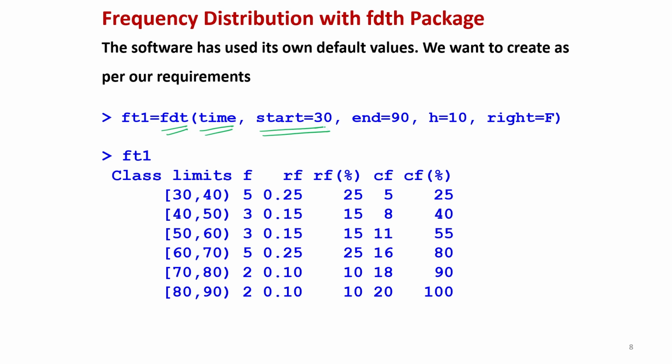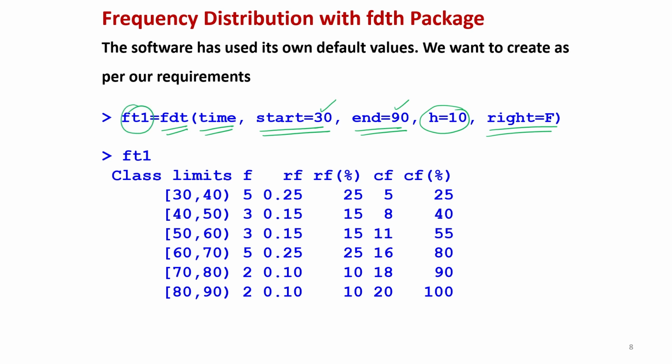I will start the interval from 30 and end at 90, because if you recall, we decided the range of the data, and all the values are lying between 30 and 90. So I can create the intervals at breakpoints of 10, that means a class interval of width 10 units. This width of 10 is given by the command h, and right equal to false, and I save it as ft1.